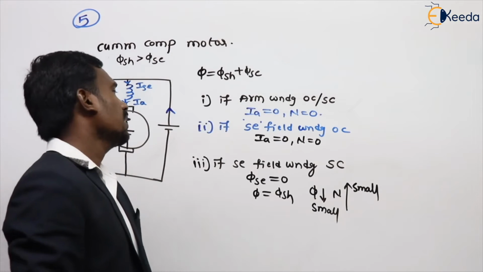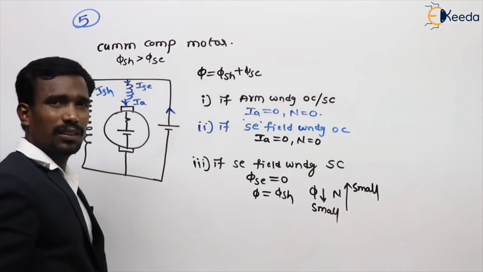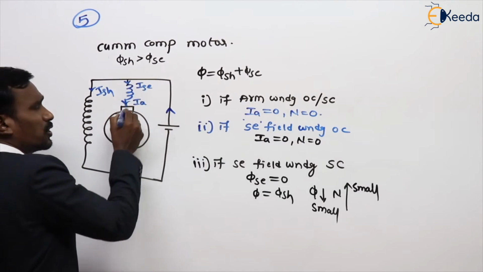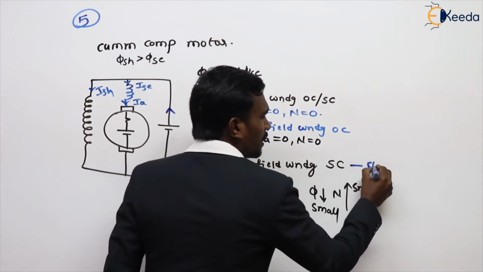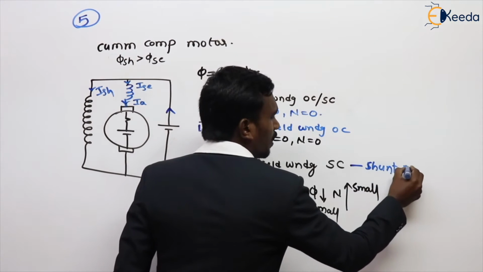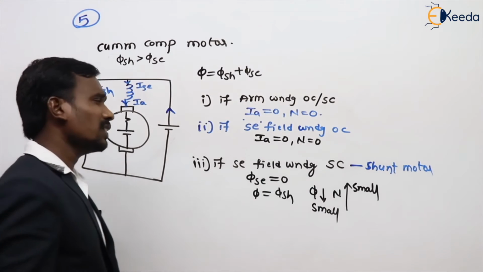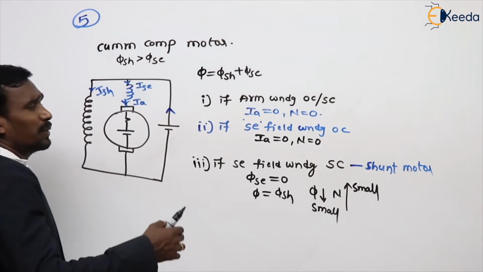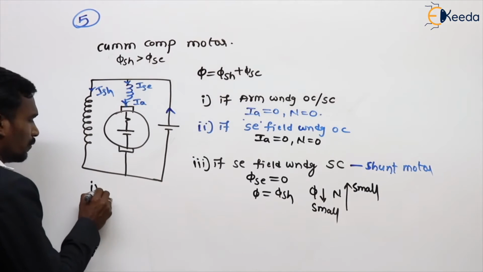This is simply the next concept. When the series field winding is short circuited, the machine acts as a DC shunt motor. You should remember this one, don't forget. This is the question: what happens if the series field winding is open circuited or short circuited? Now the next question. Now the fourth question.